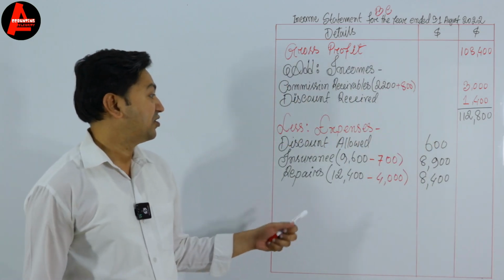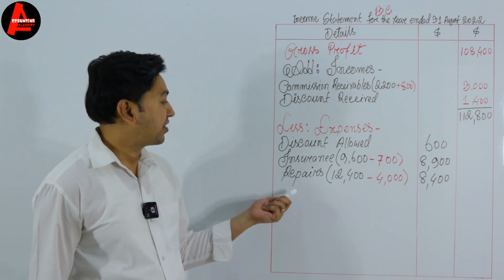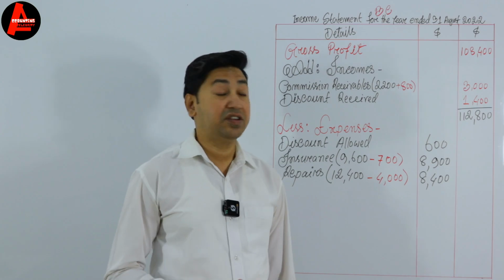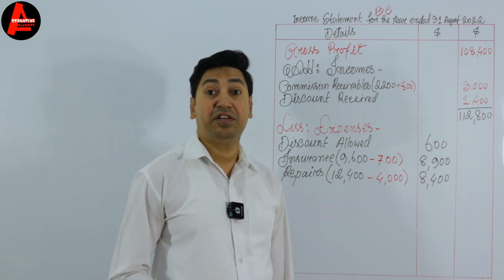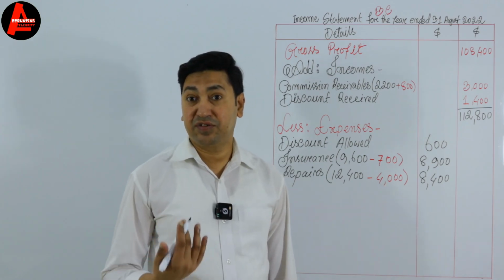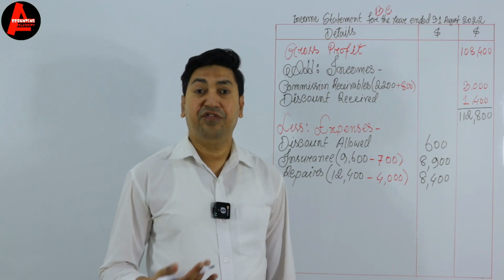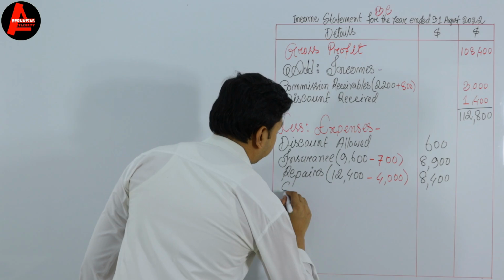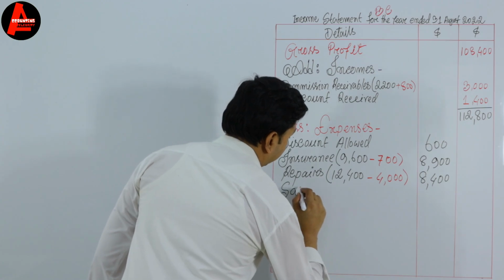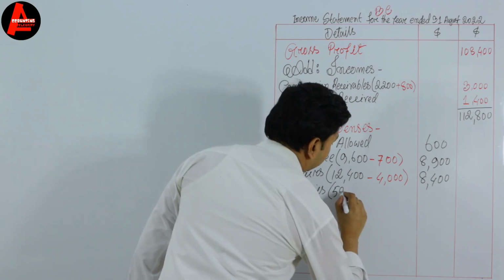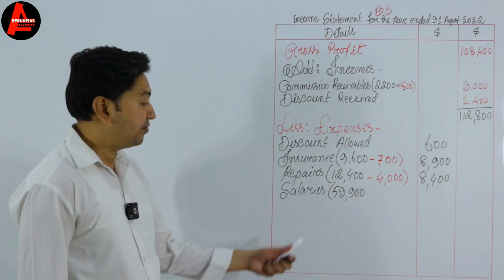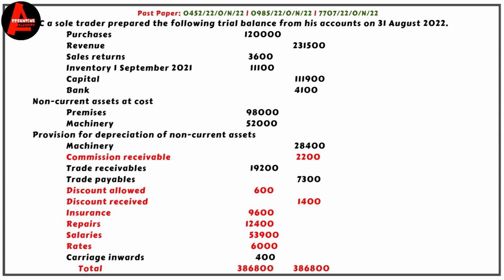Maybe you will subtract properly from the repairs, but when you calculate depreciation you need to add this $4,000 to the machinery to calculate. Very good. Then we have our next expense, salaries. We saw on the trial balance $53,900. We have salary-related adjustments.